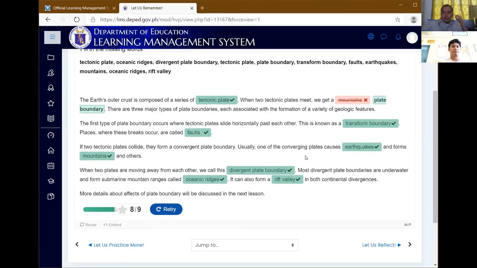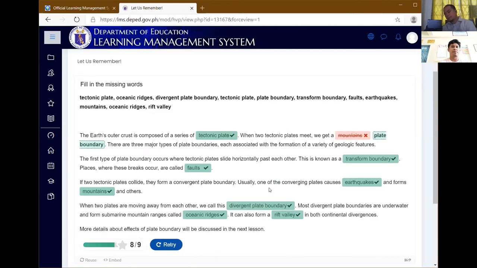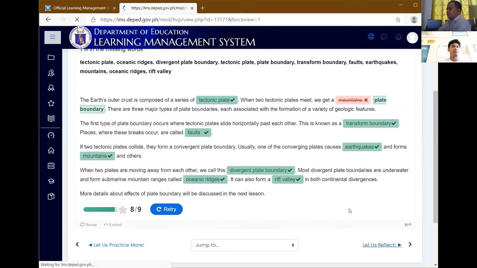Okay. Only one mistake. Very good. So I guess we can proceed to the next part. Reflect.